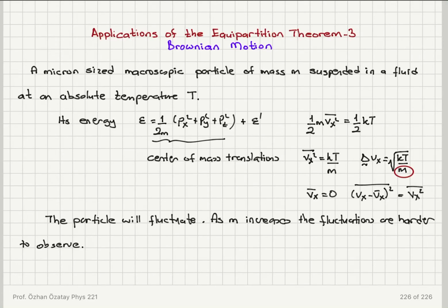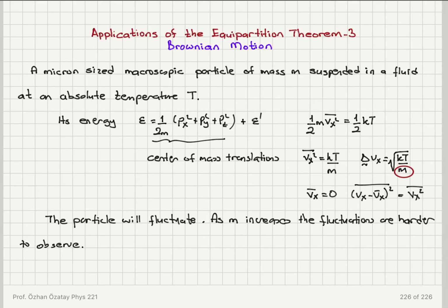Its energy is due to center of mass translations and vibrations and rotations with respect to the center of mass if it's a molecule, let's say, and we're observing the fluctuations of the center of mass under the microscope, and therefore we're interested in the amplitude of these fluctuations. We see that for the x component of the velocity, for example, this fluctuation amplitude scales as 1 over square root m. That comes from the equipartition theorem.